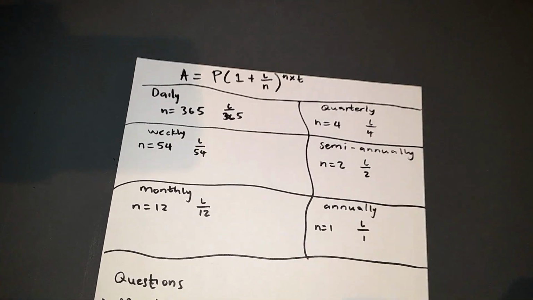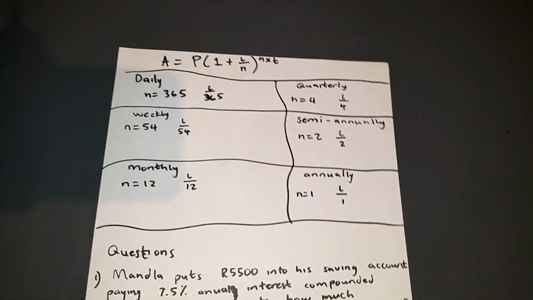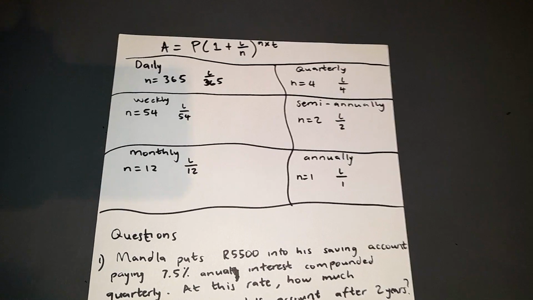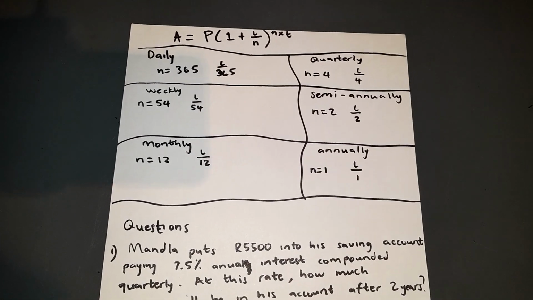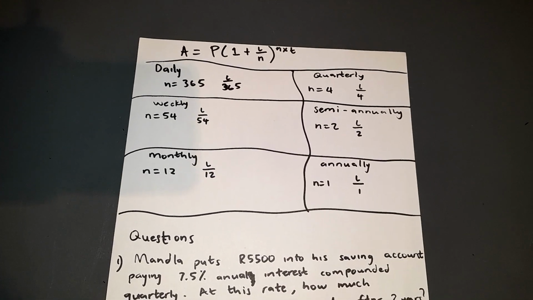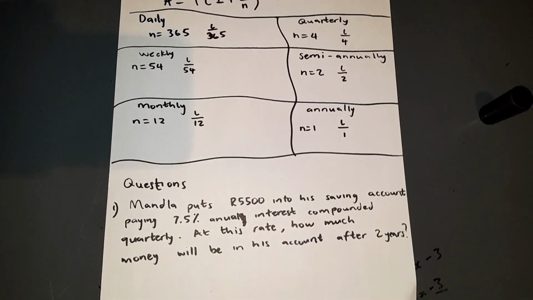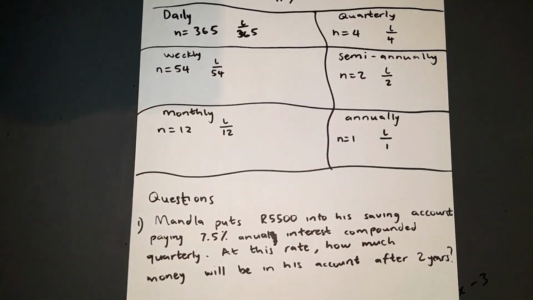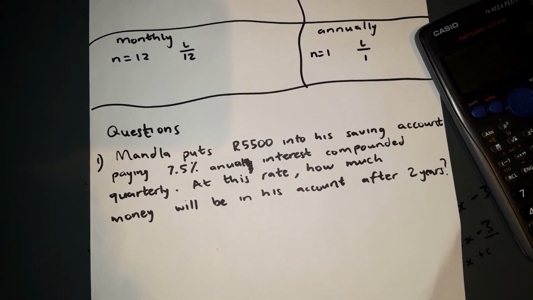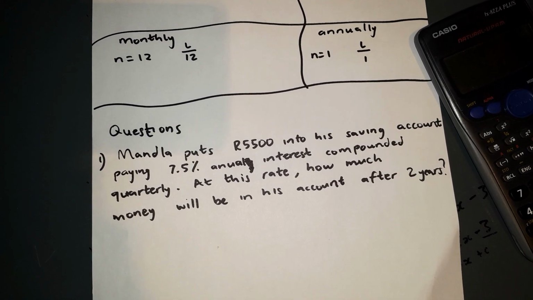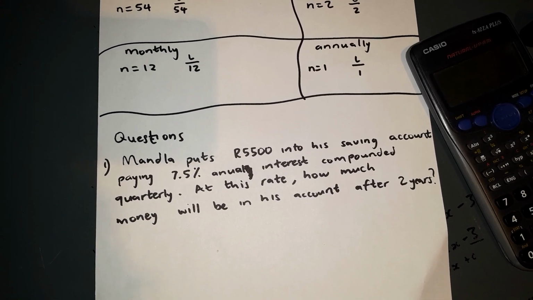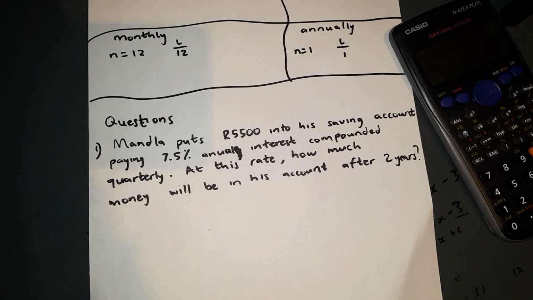So now let's start with a question so that you can understand it better. But this one is just easy. I assure you after this lesson you will be knowing everything, you will be acing it, trust me. So, the first question says, Mandla puts 5,500 into his savings account, paying 7.5% annual interest compounded quarterly. At this rate, how much money will be in his account after 2 years?